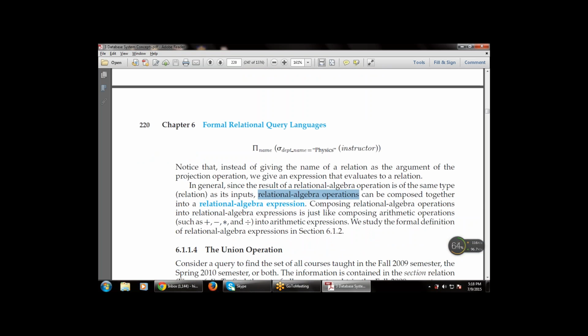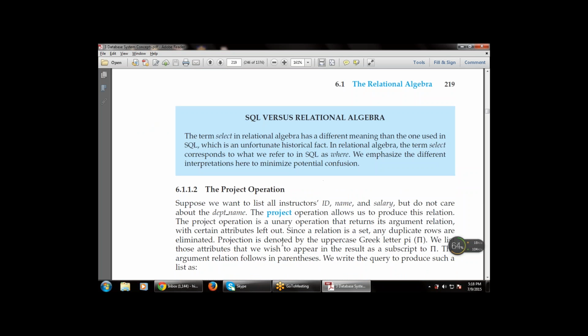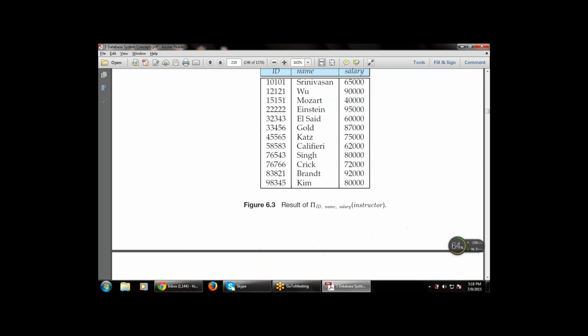So it is nothing but simply converting the relational algebra operations into relational algebra expressions, just like converting arithmetic operations into arithmetic expressions. Now we study the formal definition of a relational algebra expression in 6.1.2. We have already studied what a relational algebra expression is, which is done by the project operations.